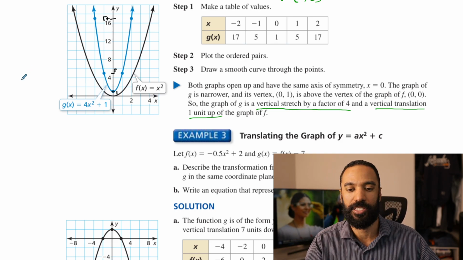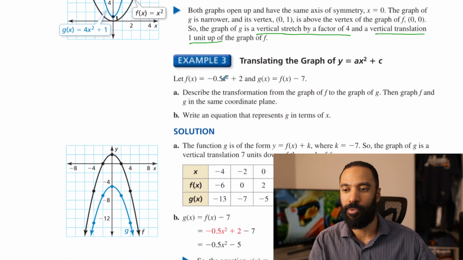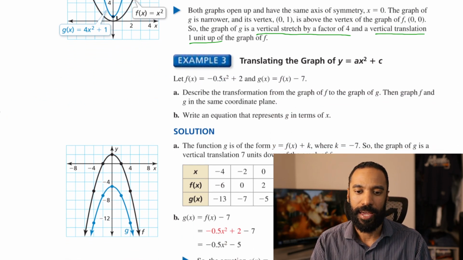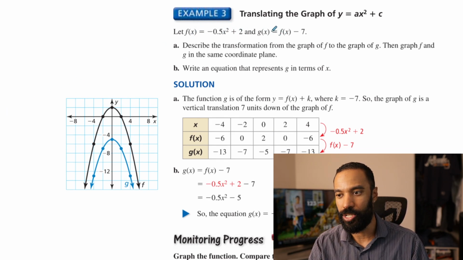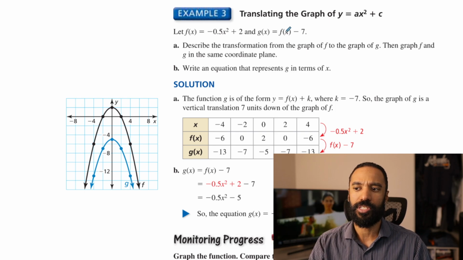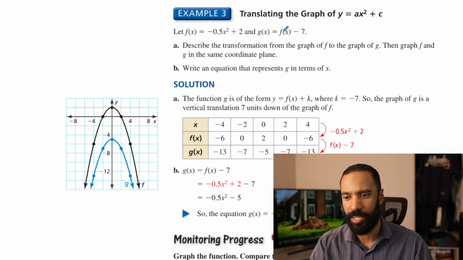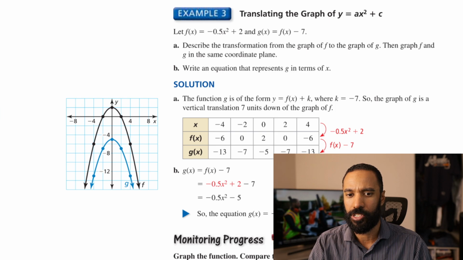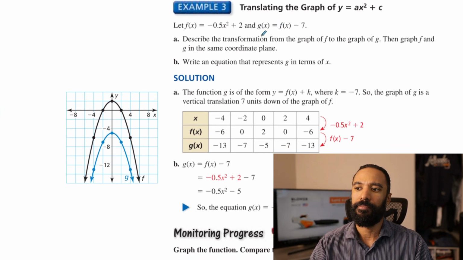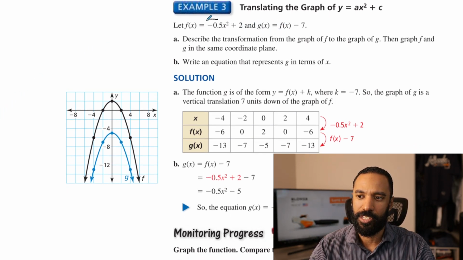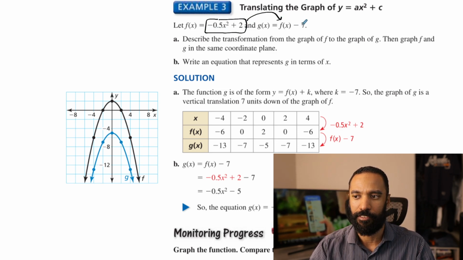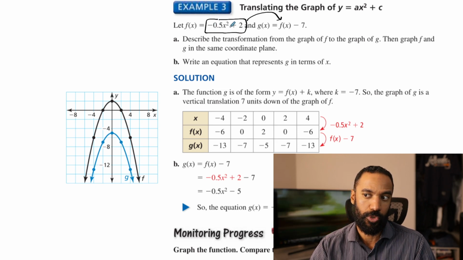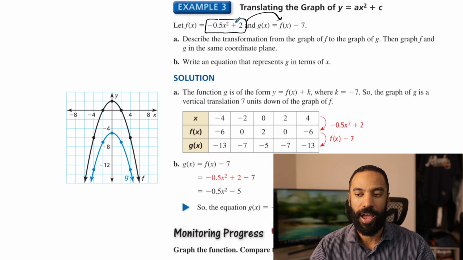All right, let's look at this next example where they have y equals negative 0.5x squared plus 2. That's the original, and then g of x equals f of x minus 7. What you're going to see is that f of x is this entire thing, so we take that entire thing and subtract 7 from it. That means whatever this graph was, we now translate it 7 units downward.